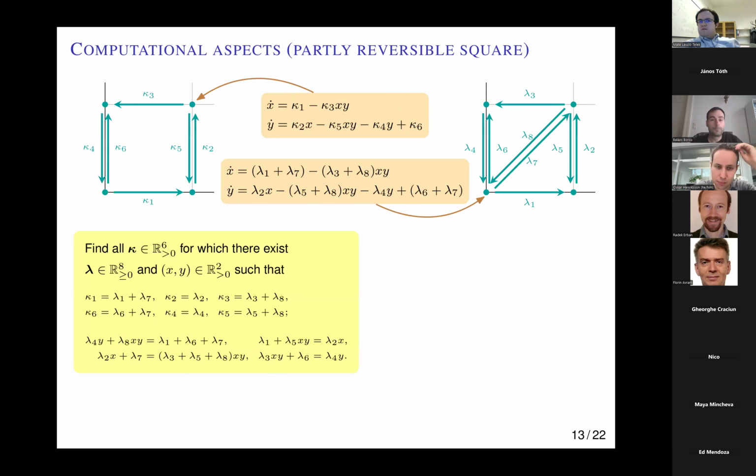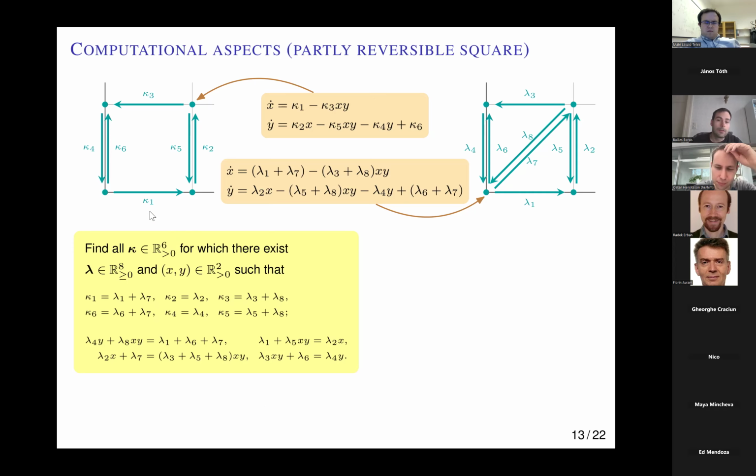So how do we compute all these? And this is where our contribution comes in, other than examining lots of examples in detail. We do have a suggestion about how to attack this from the computational point of view. So let me explain that via the example of the partly reversible square. This is something that we have seen several pages back.